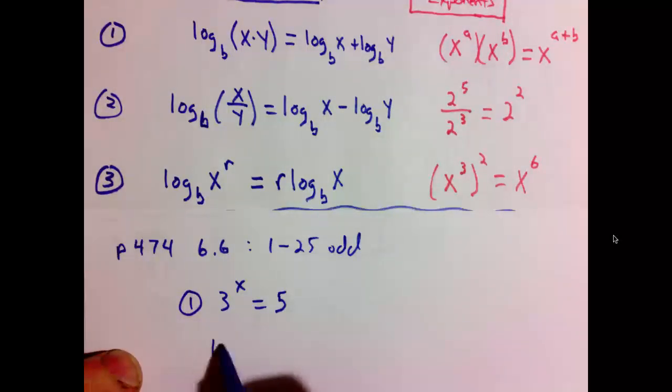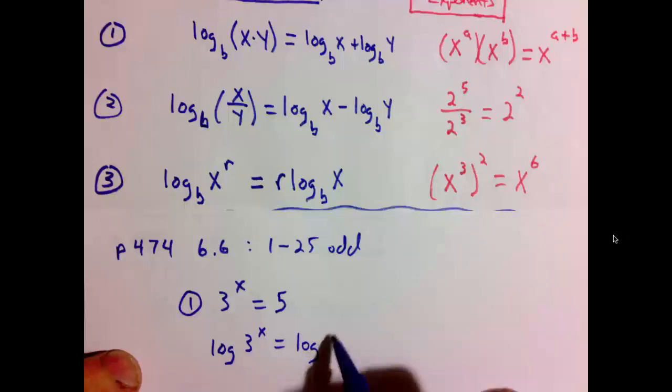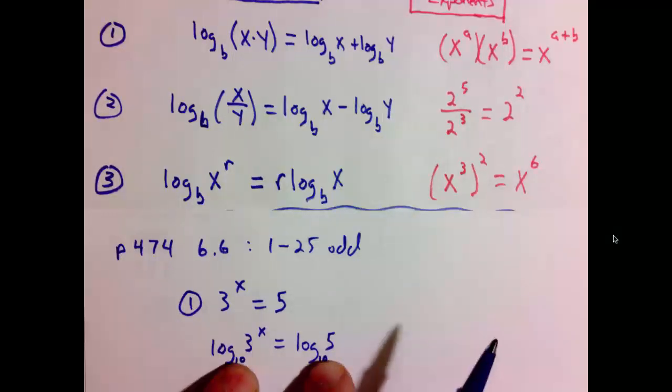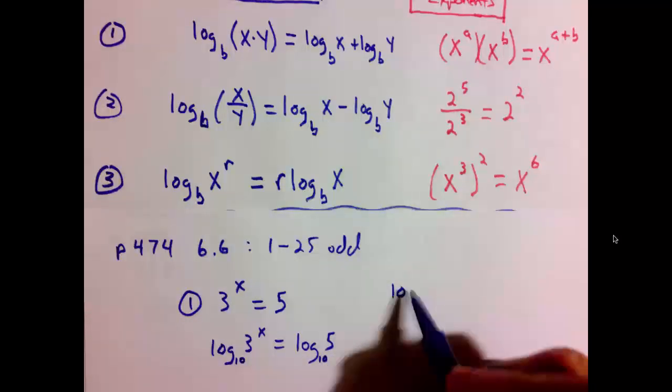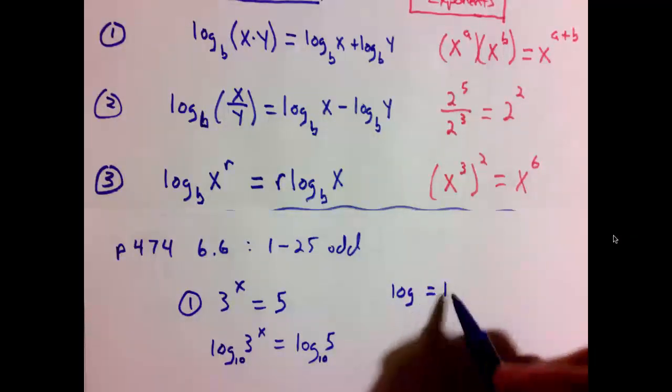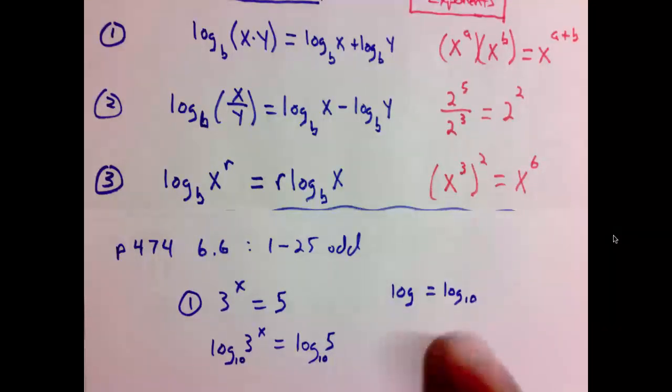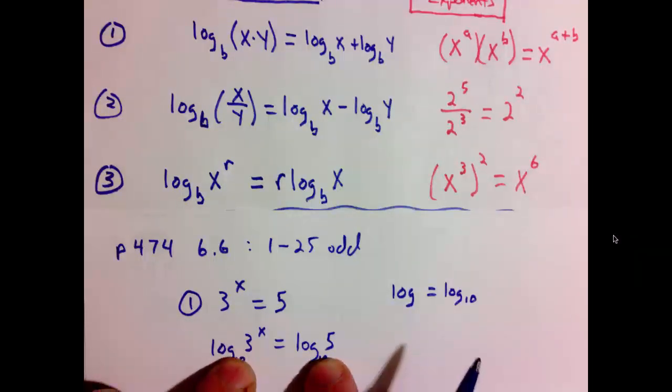I'm going to take log of 3 to the x equals log of 5. And you'll notice that I did not write a base down here. If there is no base written, it's commonly called the common logarithm, or log base 10. If you only write log, what you are saying is log base 10. Our number system is base 10, and that's the implication. But it wouldn't matter, and when I show this, it's not going to matter what the base is here.